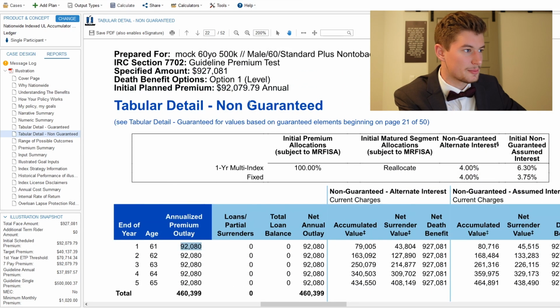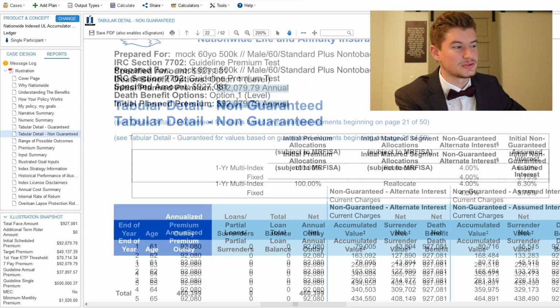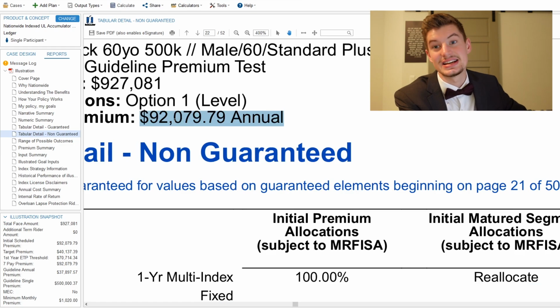You can see if you scroll up right there, the $92,079.79 is actually what we're putting in. So that's good. That means we're not putting in too much to where we're triggering a taxable event. Now, I said that's the most you can put in a year. That's technically not 100% accurate.